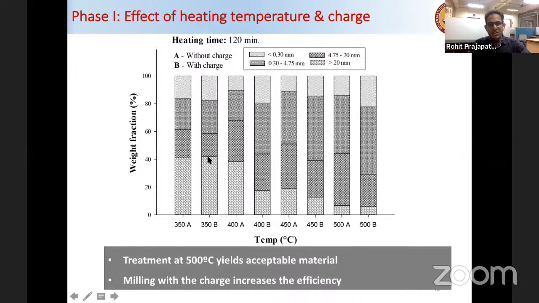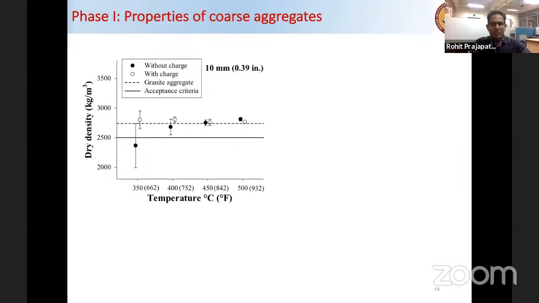With this, we are simultaneously, after each trial, also monitoring the product quality, which is the coarse and fine aggregate quality, in terms of dry density and water absorption. Just to give you an example, here I have put dry density for coarse aggregate. We have set this acceptance criteria from international standards and recommendations. And then we have also tried to compare it with the natural material, which in this case is granite aggregate.